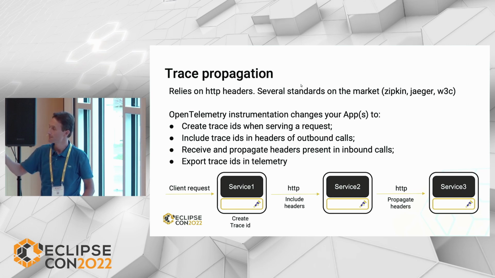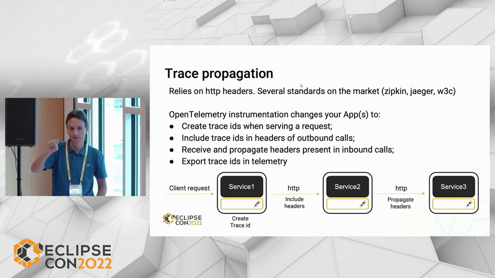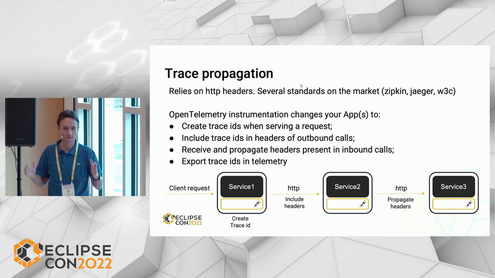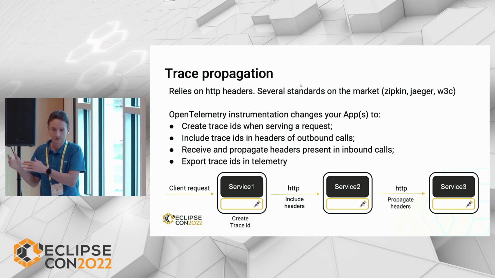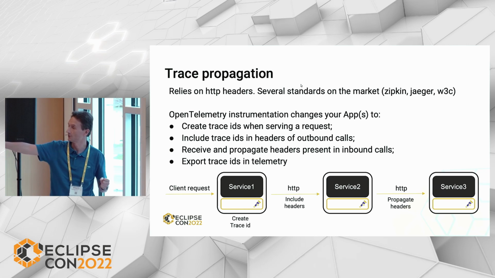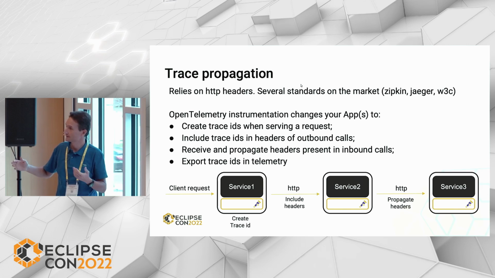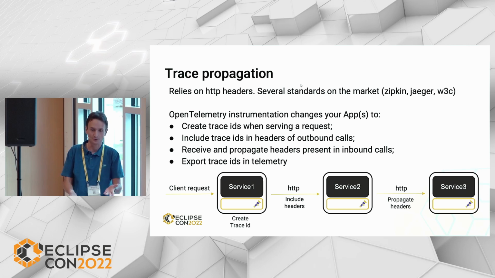And this way, in the telemetry backend, you will be able to see all the steps together as if it was a single invocation on a single application. And of course, you can do this. You can write your HTTP call to service 2 to forward a header, but that would need changes to your application.